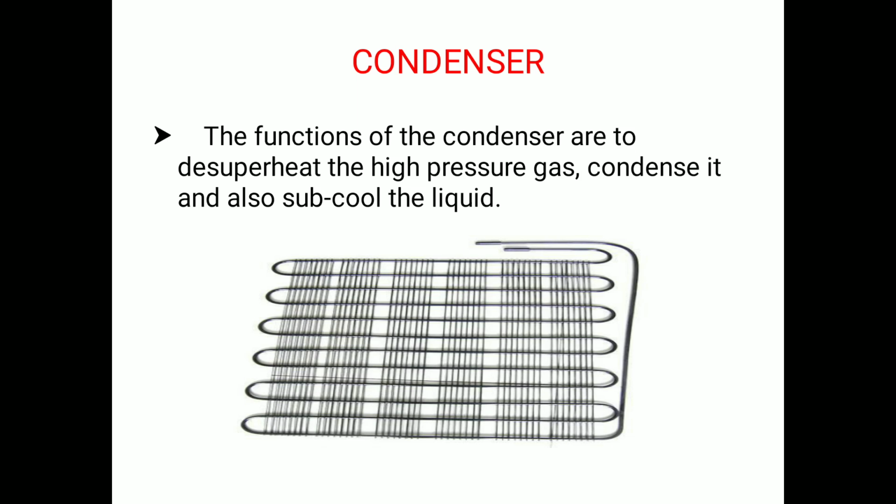After the compressor, the important device in a refrigerator is a condenser. The functions of the condenser are to desuperheat the high pressure gas, condense it, and also subcool the liquid. Sometimes subcooling also will take place. So the main function is to change the phase from vapor to liquid. So this is the main function of the condenser.